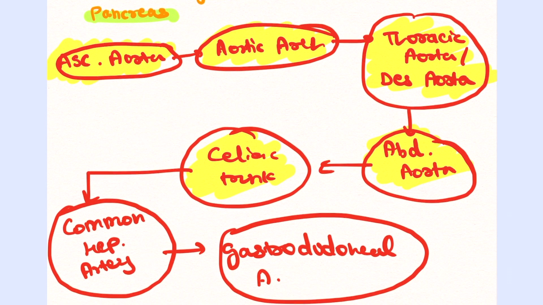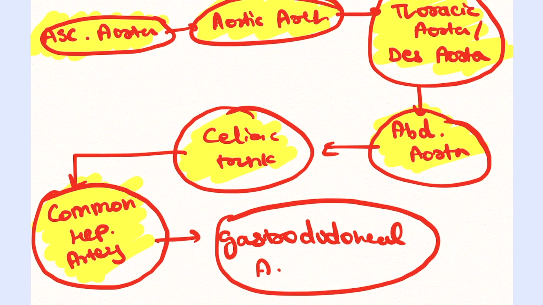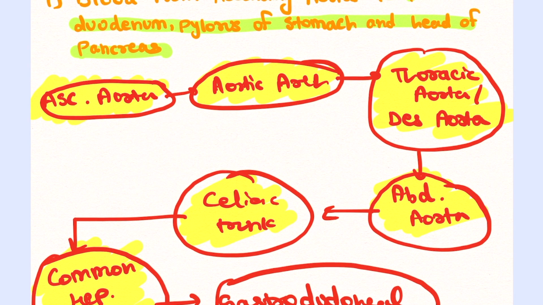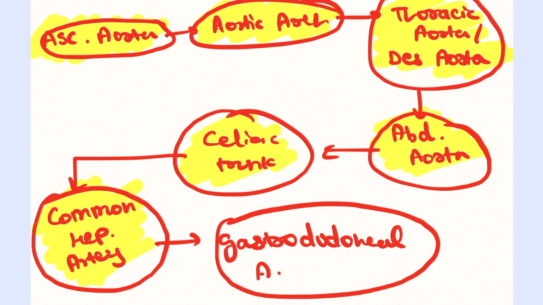From celiac trunk, the first division is, again, left gastric, second is splenic, and the third is common hepatic artery. We have to take the common hepatic artery pathway. From common hepatic artery, since our interest is, again, pylorus of the stomach and proximal duodenum, we have to take the gastroduodenal artery pathway, which is a division of the common hepatic artery.